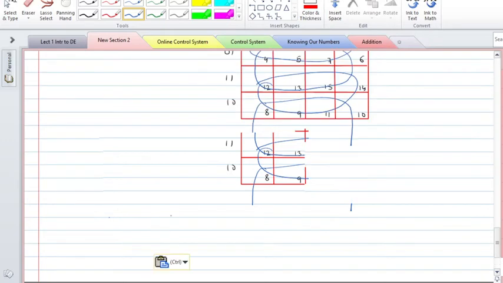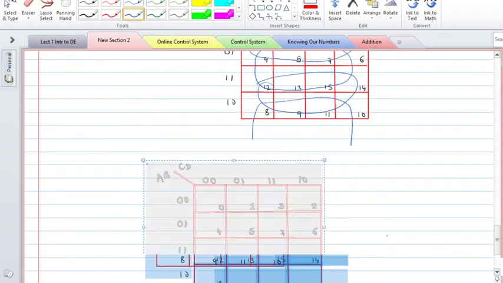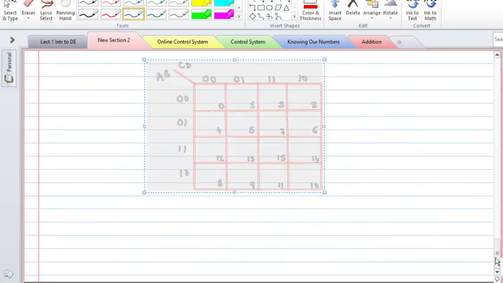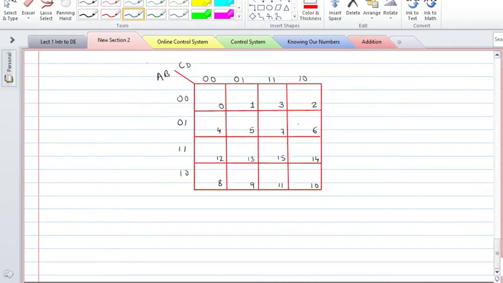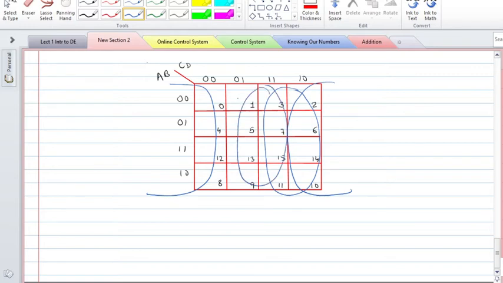Similarly, if we form group column wise, then this is group of 8 cells. Okay, this is a single group here. This is a group of 8 cells. This is a group of 8 cells. This is a group of 8 cells. All these are group of 8 cells. Now group of 4 cells.